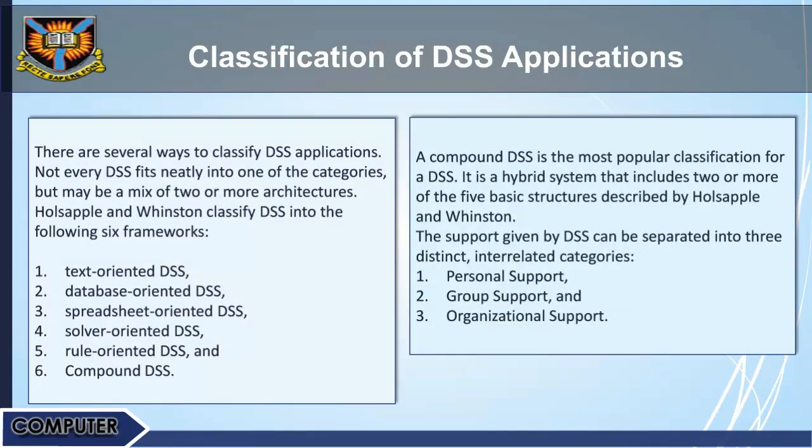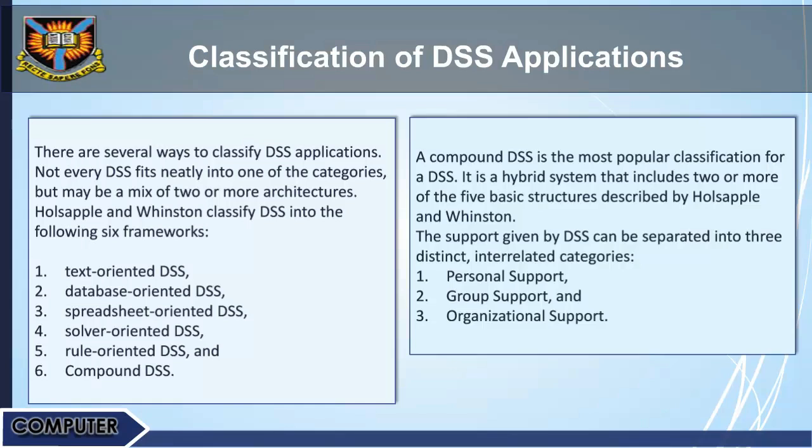Classification of DSS applications. There are several ways to classify DSS applications. Not every DSS fits neatly into one of the categories, but may be a mix of 2 or more architectures. Alter and Whitten classify DSS into the following 6 frameworks. 1. Text-oriented DSS. 2. Database-oriented DSS. 3. Spreadsheet-oriented DSS. 4. Solver-oriented DSS. 5. Rule-oriented DSS. And 6.